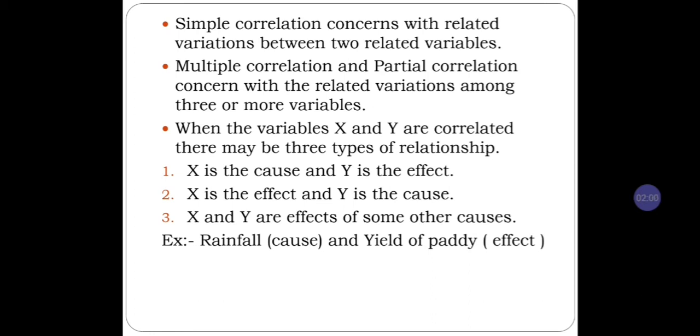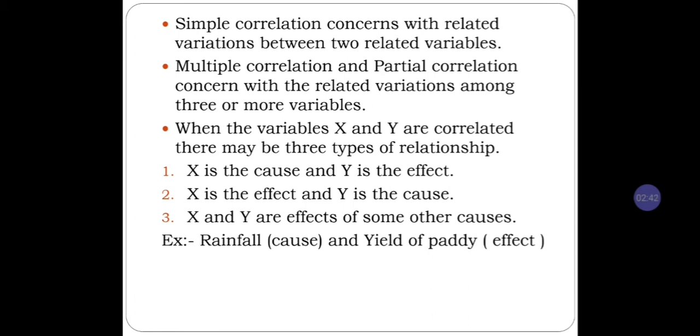When the variables x and y are correlated, there may be three types of relation. X is the cause and y is the effect. The other one is x is the effect and y is the cause, so vice versa. If one is the cause, the other will be the effect. Then x and y may both be effects of some other causes.